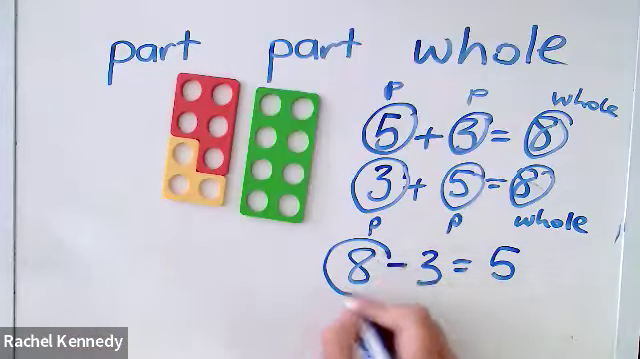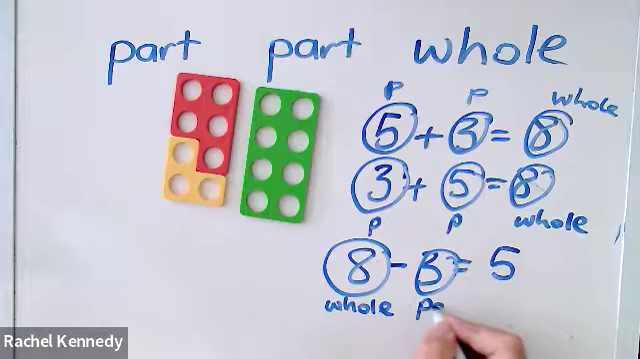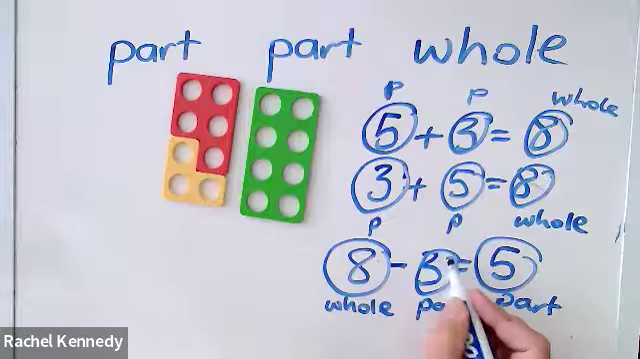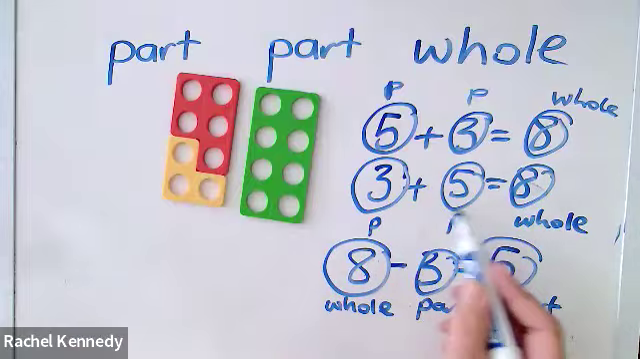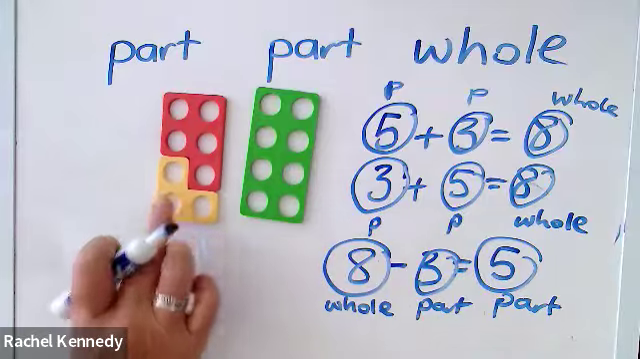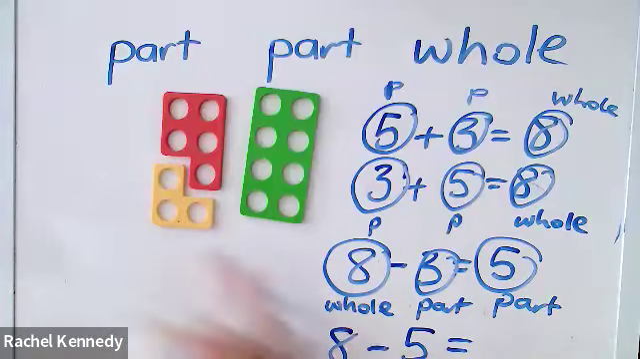Okay, let's put them back together. So once again, we're labeling these. This is our whole, this is our part, and this is our other part. And we want kids to see, well, these were the same parts we had here. We've just now taken them away from the whole. So rather than putting them together to make the whole, we're taking them away from the whole. So let's look at what other way we could juggle these parts in a subtraction sentence. So 8 take away. We've already taken away the 3. What other part do we have? We've got a 5. So we've got 8 take away 5.